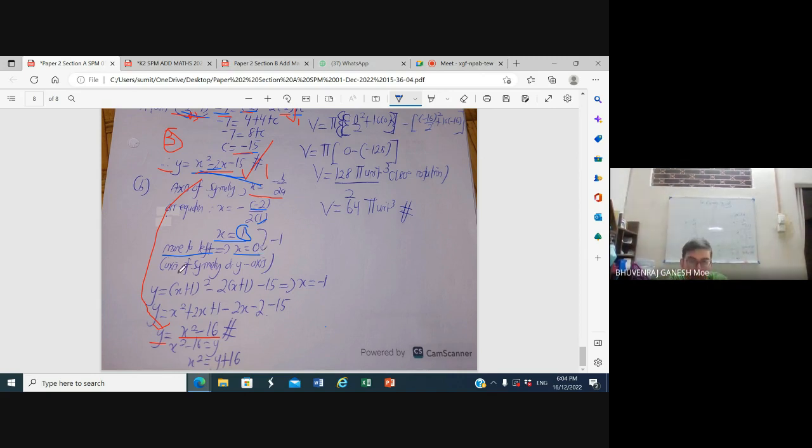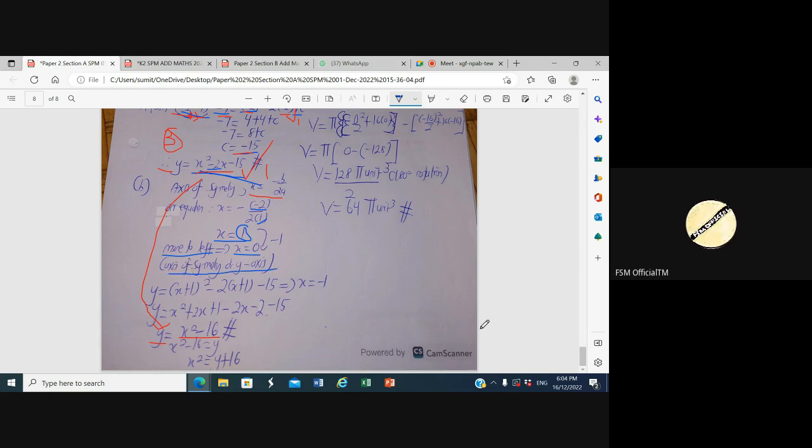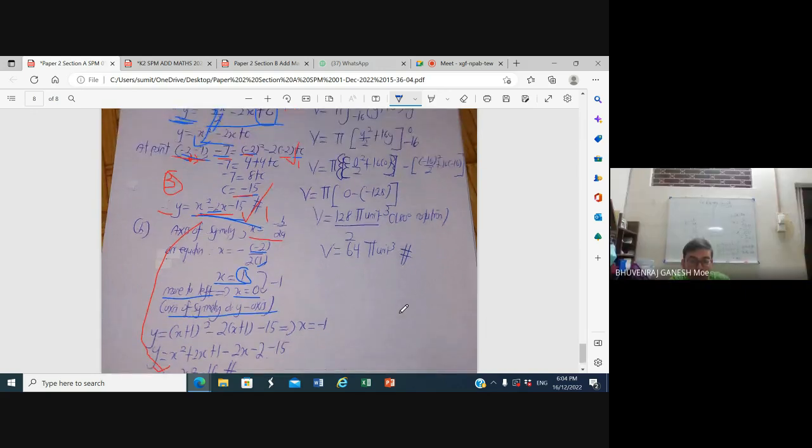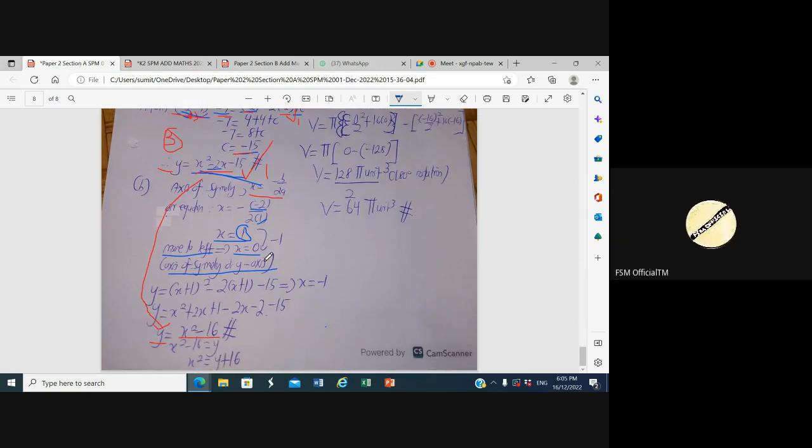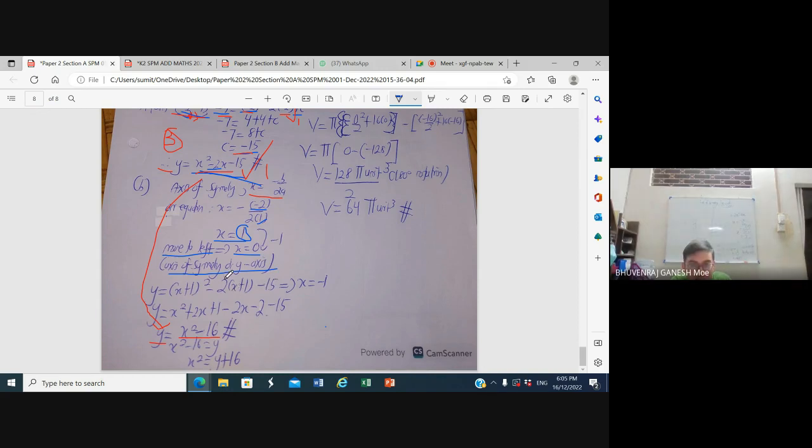Can you send the graph photo to the WhatsApp, boy? Can send the graph photo to the WhatsApp. This one, the graph one. Yeah, can. Alright.